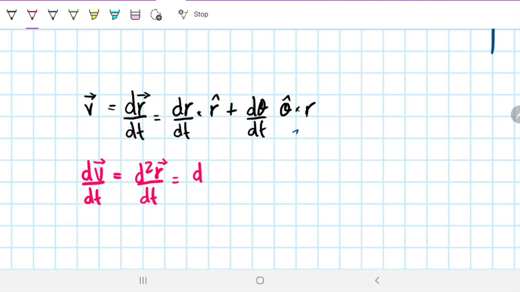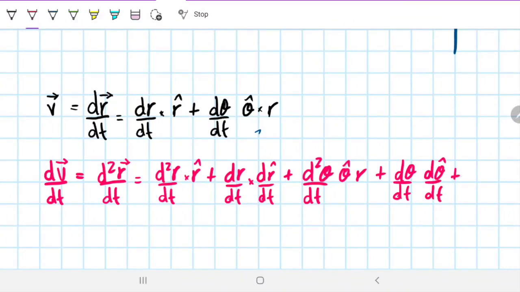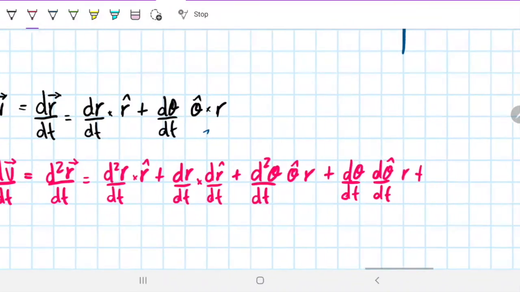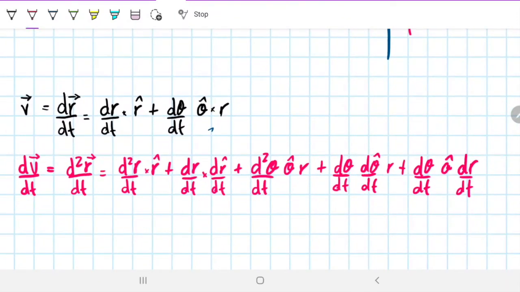And that will be the second derivative of scalar r in respect to time times r hat, plus dr/dt times the derivative of r hat in respect to time, and we know what the definition for this guy is already, plus the second derivative of theta in respect to time times theta hat and r, plus this is varying with time, the derivative of theta hat in respect to time times r, plus the derivative of theta in respect to time, theta hat, and the derivative of r in respect to time. That's a big one, isn't it? Okay, but we know some things already, right? We know what this guy is. We've defined it already. The only thing we haven't defined yet is this fella here.